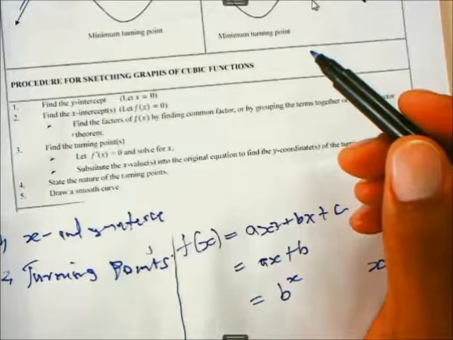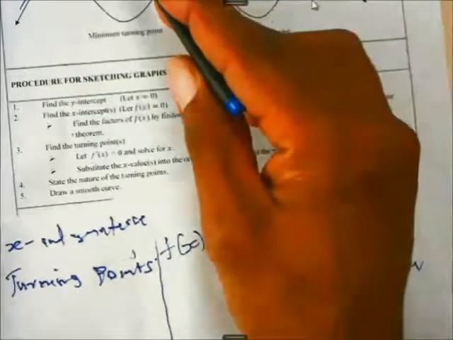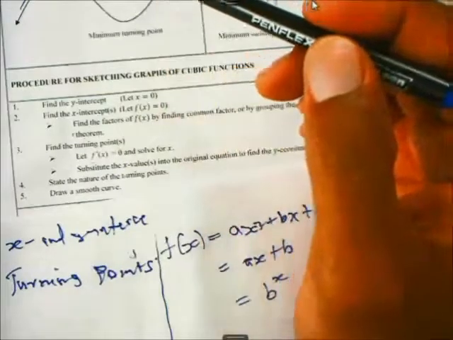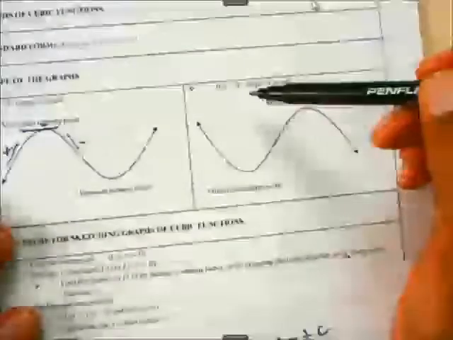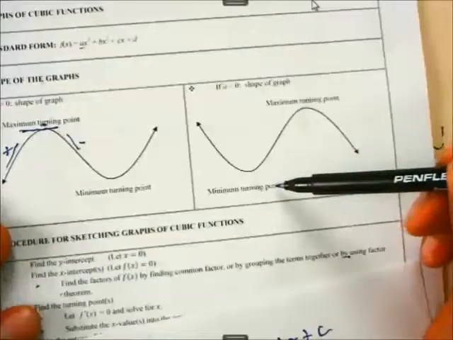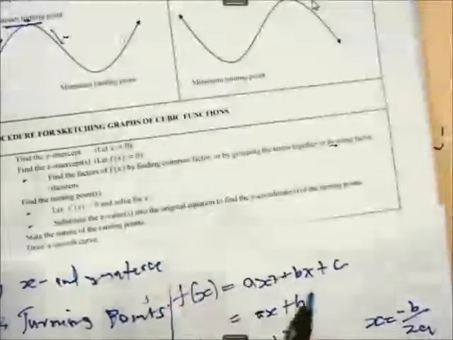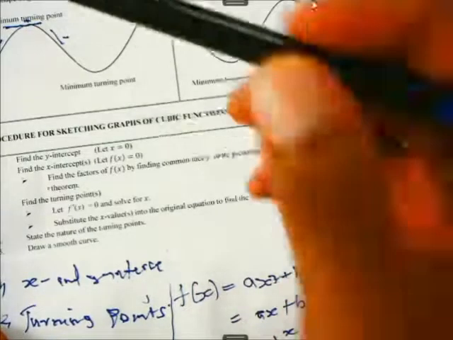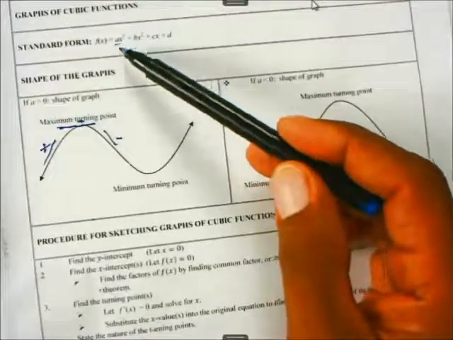Of course, you'll remember if the value of a is greater than 0, we'll have the maximum turning point first and then the minimum turning point thereafter. But if a is less than 0, you'll have the minimum turning point, and thereafter you have the maximum turning point. It's very, very important, really, before you determine the nature of the turning points, to look at the value of a there. What is the coefficient of a? Is it positive or is it negative?